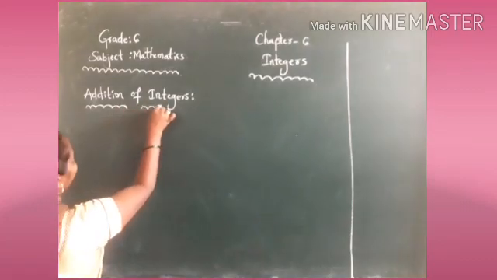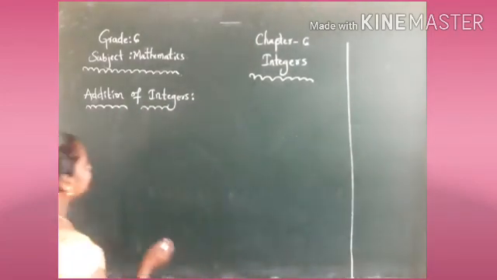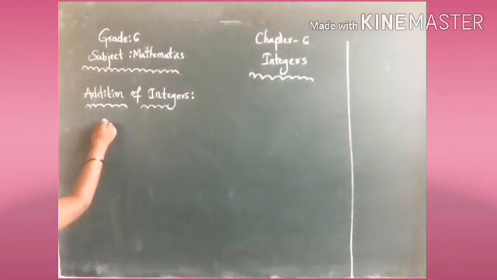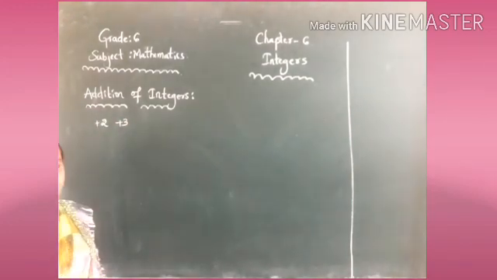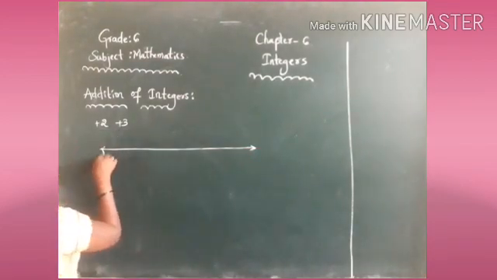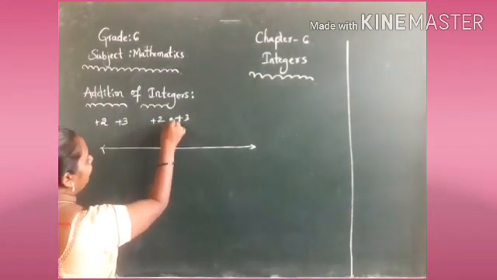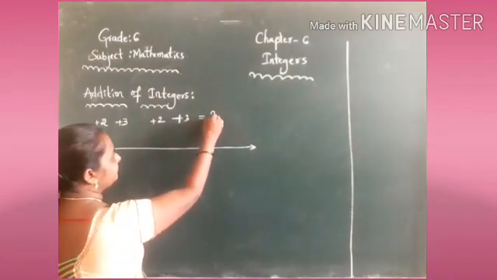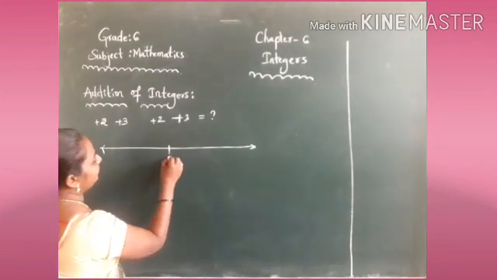Okay, children, do you know how to add integers? Now I will explain to you how to add integers using the number line first. Suppose 2 and 3 both are positive integers. Using the number line, how to add these, plus 2 and plus 3? Now first represent the integers on a number line.